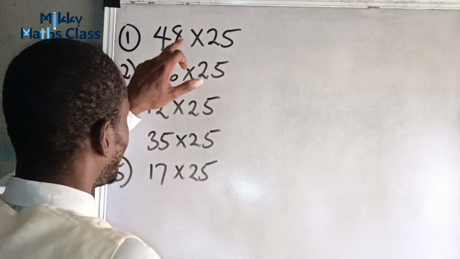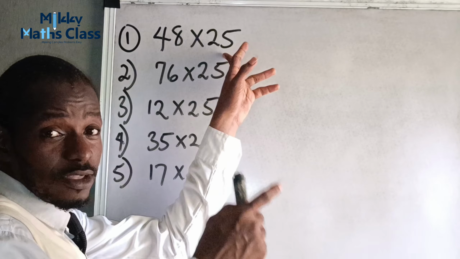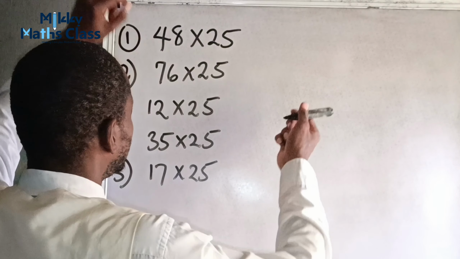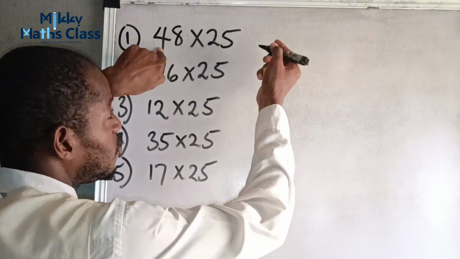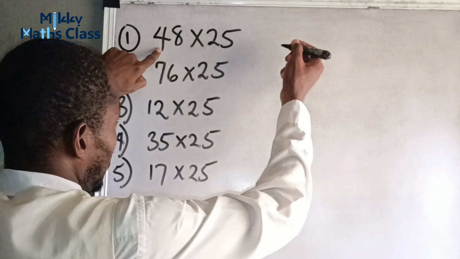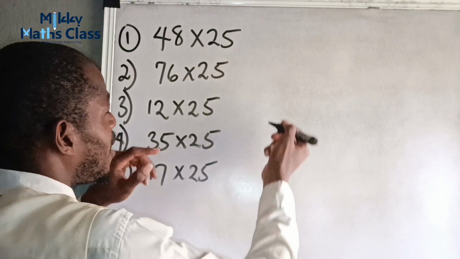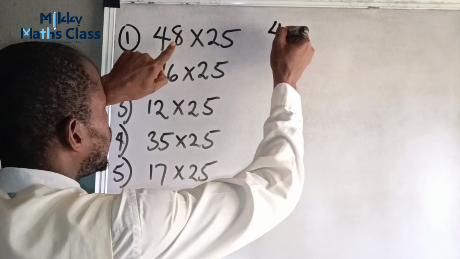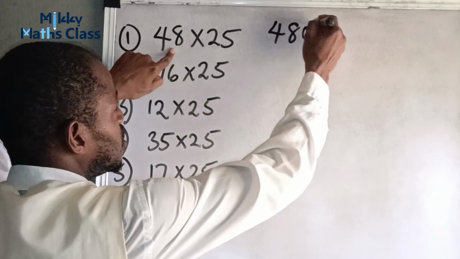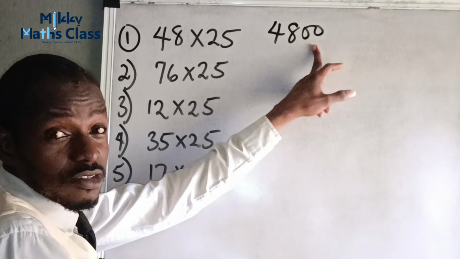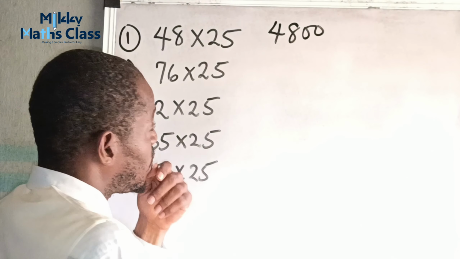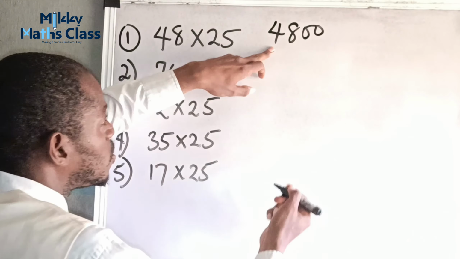Now, the first thing, when you are multiplying any number by 25, is to multiply the number by 100 divided by 4. And when you're multiplying by 100, just add 2 zeros. So 48 times 100, that's 4,800. Just add 2 zeros, any number whatsoever. Now let's divide it by 4.